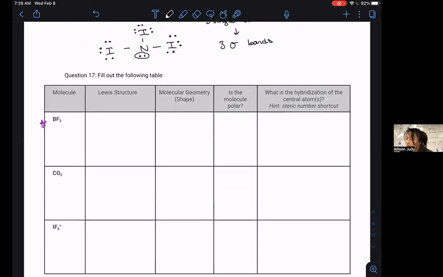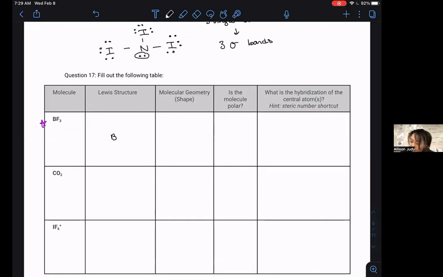So if we go down to the table, I'm only going to do one of them and then you can do the rest. We see a nice summary table of how we go from Lewis structure to 3D to valence bond theory and hybridization, the evolution of understanding a molecule. So BF3, if you graph out its Lewis structure, will look like this.